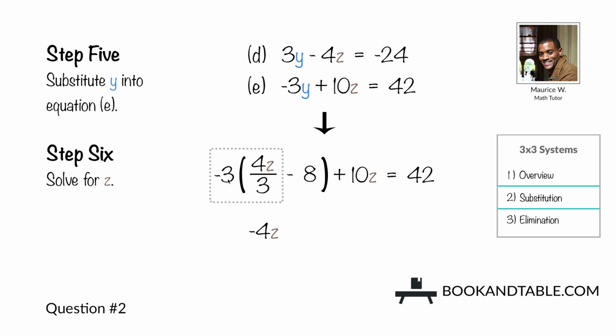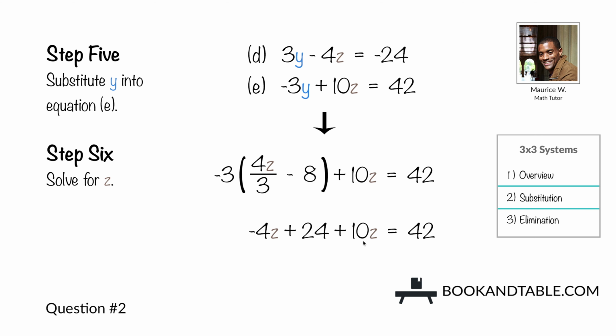The negative 3 and the 3 cancel each other out to give us negative 1, negative 3 divided by 3. So we get negative 1 times 4z, which is negative 4z. Negative 3 times negative 8 is positive 24. Plus 10z is equal to 42.